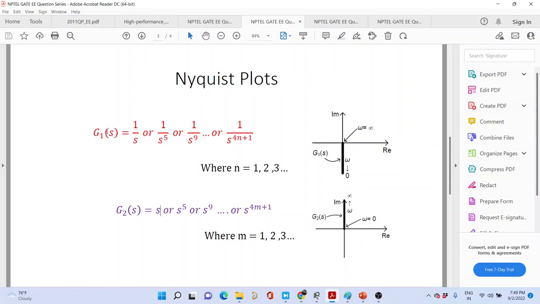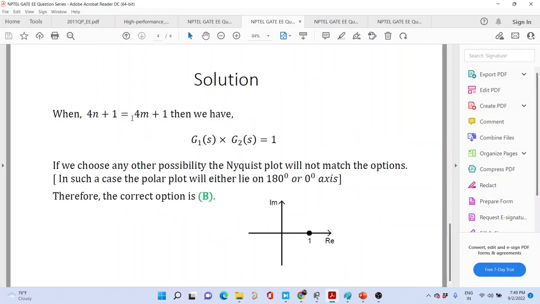Anyway, the product of this becomes equal to unity when 4n plus 1 is equal to 4m plus 1. In such a case, it becomes unity, and the entire plot maps to a single point in the G(s)H(s) plane. If this were not equal, as I have told already, the Nyquist plot will either lie on the 0 degree line or on the minus 180 degree line. So the correct option, as you have told, is B.